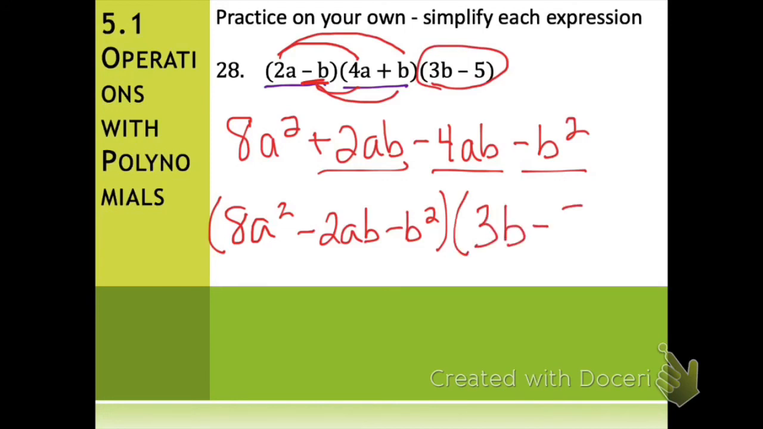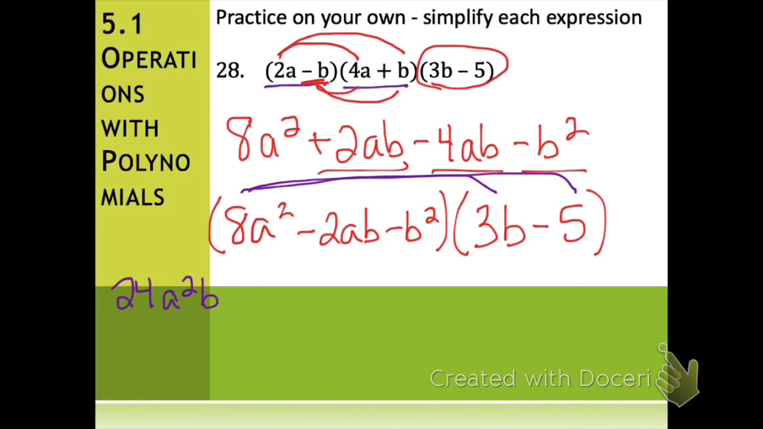All right, so this is going to be a little tricky, but just stay organized and you'll be fine. So I do need to kind of triple distribute here. That's going to be 8a squared times 3b, that's going to be 24a squared b. Multiply those two. 8a squared times negative 5, that's going to be negative 40a squared. Now the next thing, negative 2ab times 3b, that's going to be minus 6ab squared.